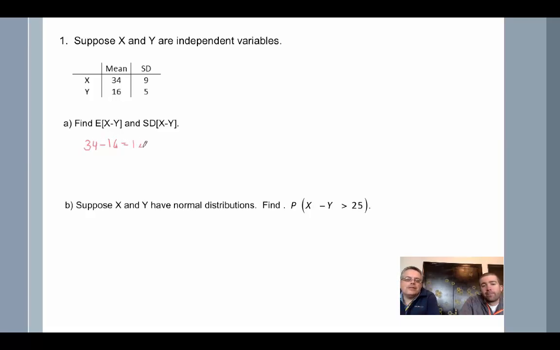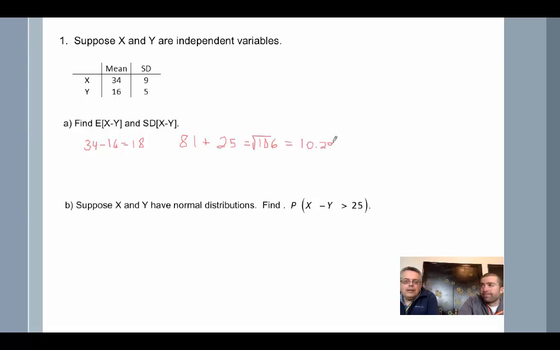Standard deviations do not add or subtract. You have to work with variances, and variances always add. So let's find the variance of x minus y first. We have 81 and we have 25, and you have to add them. Variances add, and they have to be independent variables. So you get 106, and the standard deviation is the square root of that, which is 10.29.